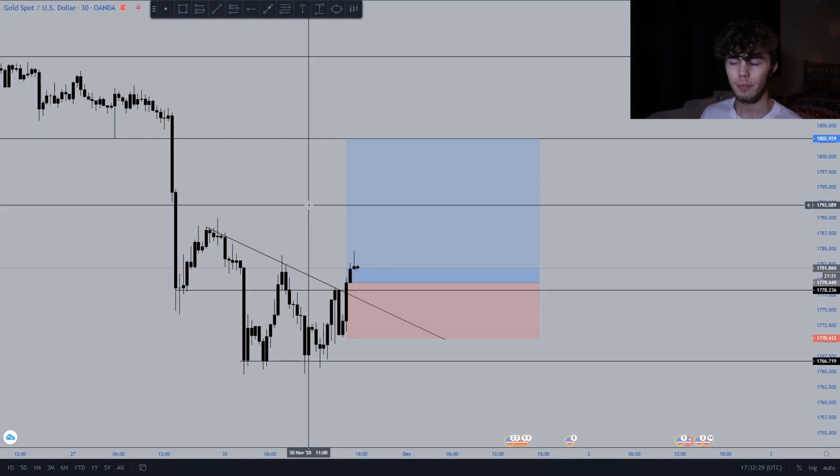But yeah, I'm being patient on this trade. I don't want to rush it. I want to make sure I make as much profit as I can, obviously with the smallest amount of risk that I can.